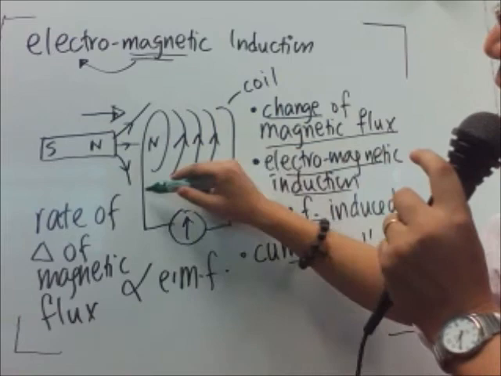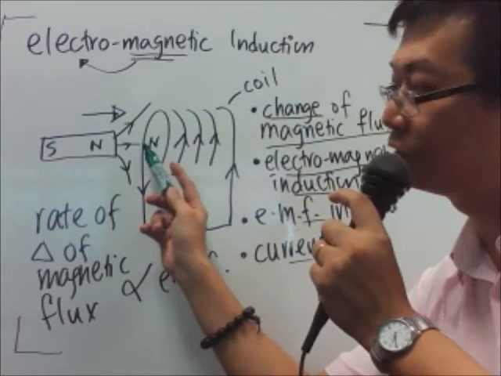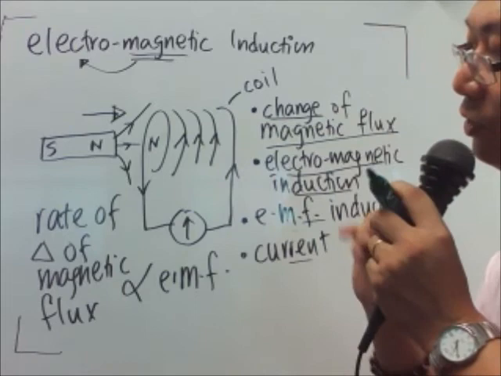Likewise, if I pull out the North Pole, the induced current tries to oppose the change, so a South Pole will be induced here, and therefore the current will reverse direction according to the right-hand grip rule.